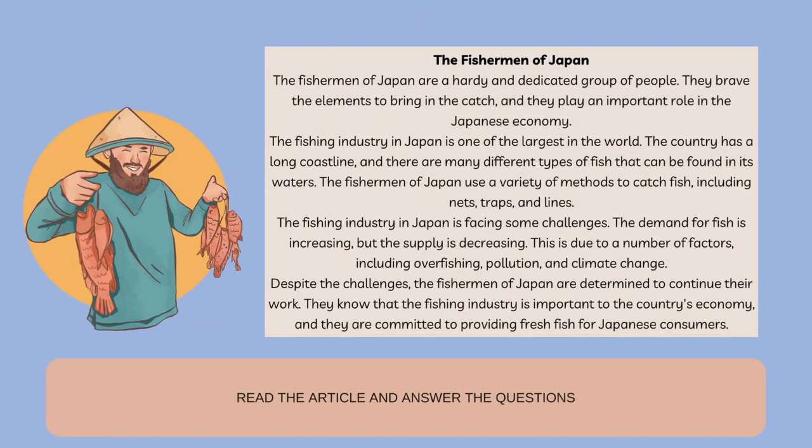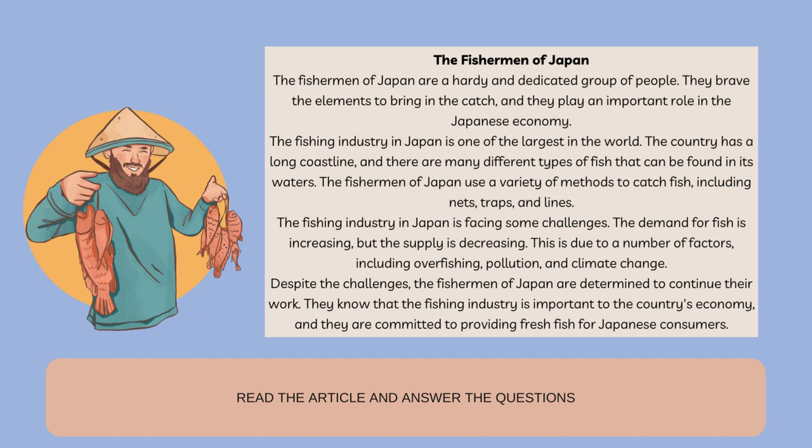Read the article and answer the questions. The fishermen of Japan are a hardy and dedicated group of people. They brave the elements to bring in the catch, and they play an important role in the Japanese economy. The fishing industry in Japan is one of the largest in the world. The country has a long coastline, and there are many different types of fish that can be found in its waters. The fishermen of Japan use a variety of methods to catch fish, including nets, traps, and lines.